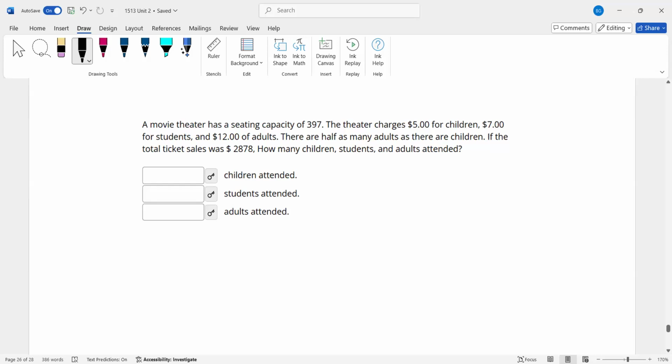There are half as many adults as there are children. This English sentence just throws me off. There are half as many adults as there are children. We're going to talk about that later. If the total ticket sales was $2,878, how many children, students, and adults attended?